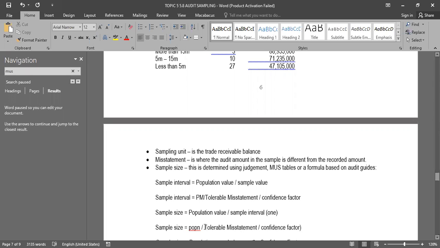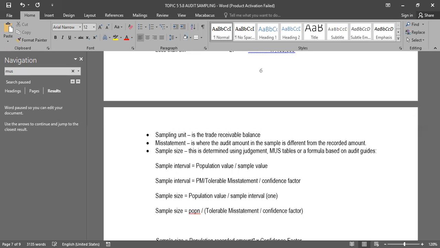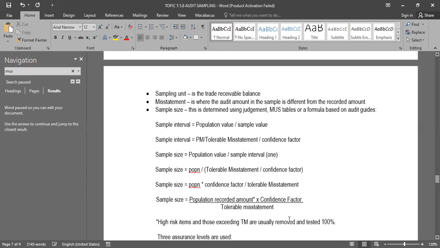As you can see, if you cross multiply, in short, it will end up being: sample size is equal to population times, now the other things will flip, the confidence factor divided by tolerable misstatement. So population recorded times confidence factor divided by tolerable misstatement. Okay, then we continue.